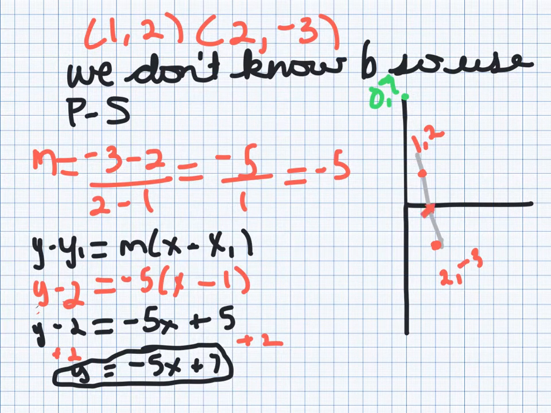m is -3 minus 2 over 2 minus 1. That is -5 over 1, which equals -5. I use the point-slope form. Plug in my y1 here, my x1 there, and my slope, which was -5. I distribute that out, and that would be -5x plus 5 on this side. I add 2 to both sides, and I end up with y equals -5x plus 7.